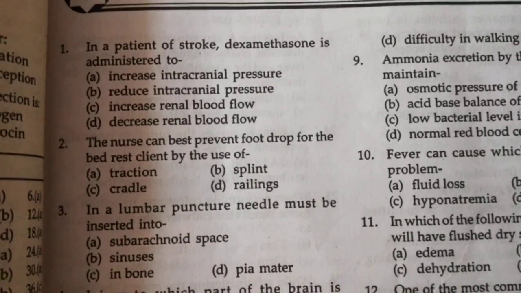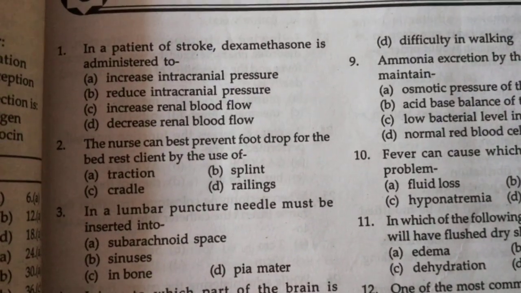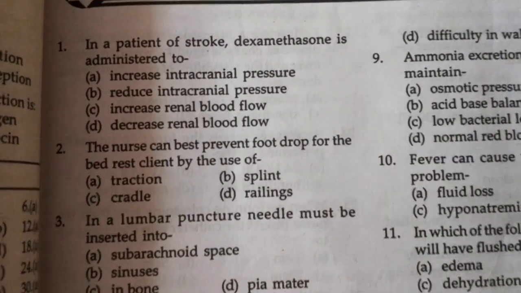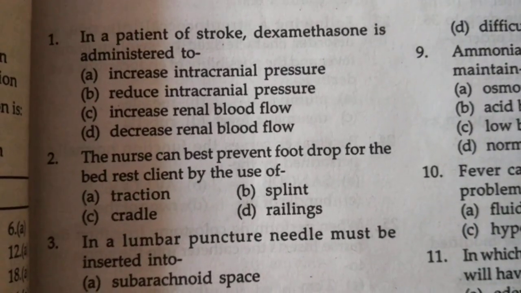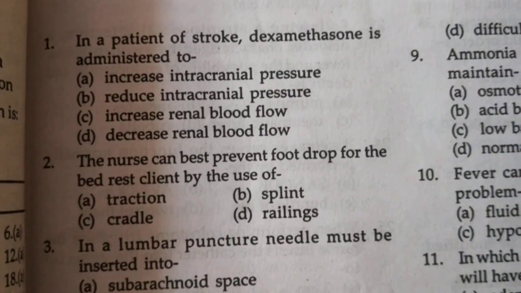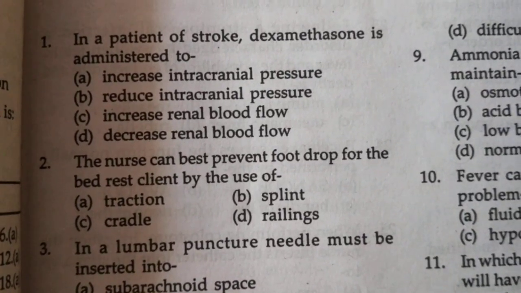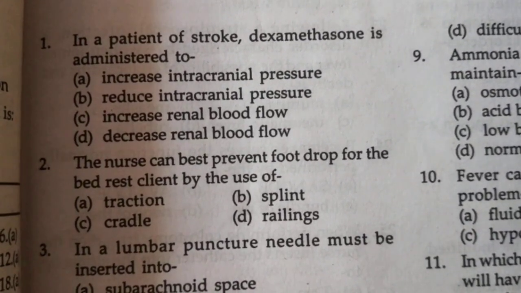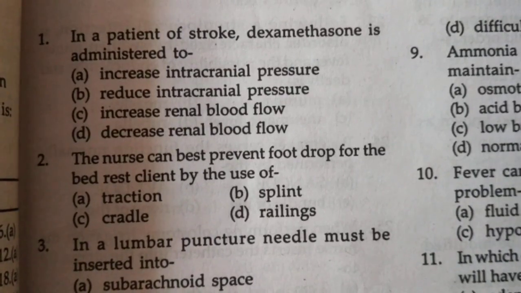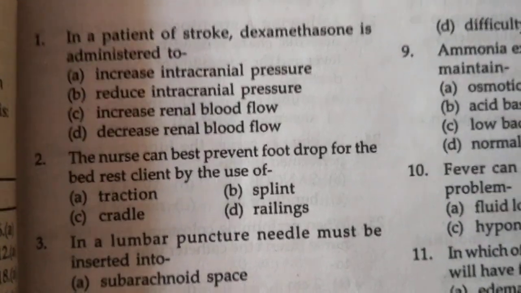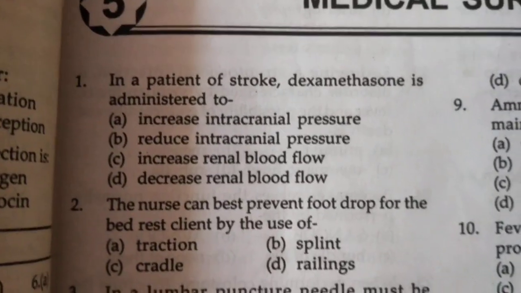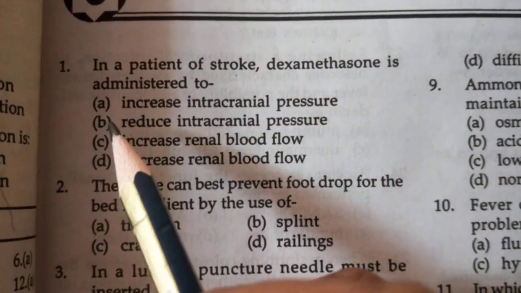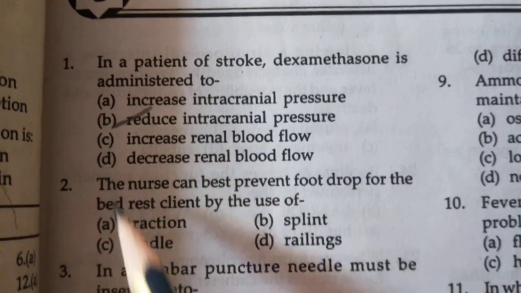First question. In a patient of a stroke, dexamethasone is administered to: option A, increase intracranial pressure; option B, reduce intracranial pressure; option C, increase renal blood flow; option D, decrease renal blood flow. The right answer is B, reduce intracranial pressure. When we are giving dexamethasone to stroke patients, it reduces the intracranial pressure.